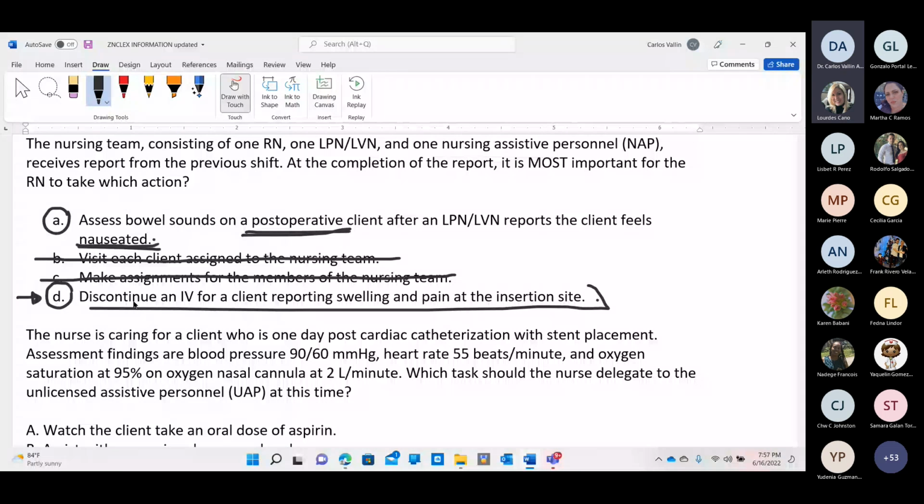Necrosis. There is a possibility that the medication or the substance that has been infused could be a vesicant and can produce necrosis. And even if it is a non-vesicant, just an IV solution, which is usually non-vesicant, the patient is in pain because of that.